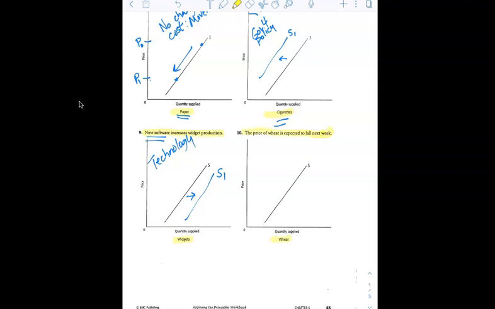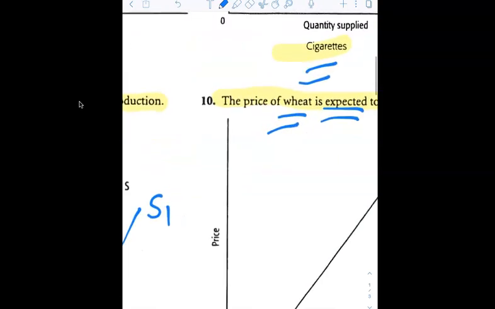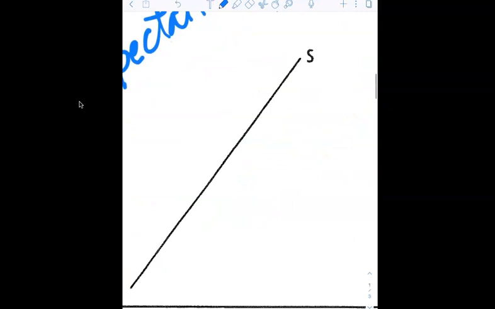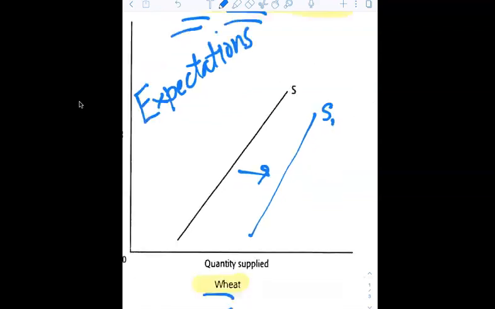Now let's take a look at number 10. We're manufacturing wheat, and the price of what we manufacture is expected to fall next week. The key word is expected. So whereas in the first one with paper was movement, this one is not movement because we're only thinking that it's going to change. So since there's that expectation, we're going to increase our supply now and try to sell as much as possible before the price falls. We want to get rid of it at that higher price. So the supply is going to increase, shift to the right.